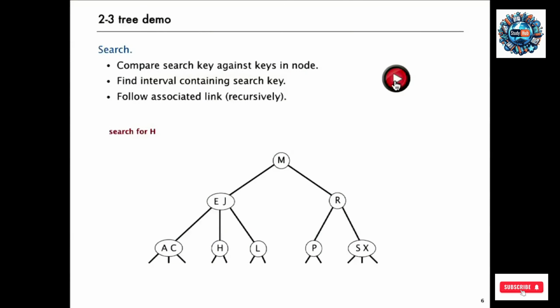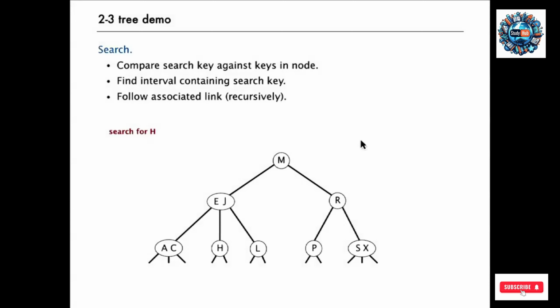Okay, let's take a look at a demo of searching in a 2-3 tree. Say we have this 2-3 tree here, and we want to search for whether or not H is one of the keys in the tree. So we start at the root, compare the search key against the key or keys in the node, and follow the link corresponding to the interval that we know must contain the search key by the definition of the tree. And then we recursively continue the search.